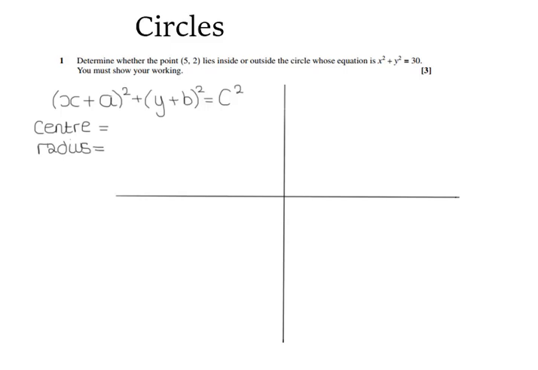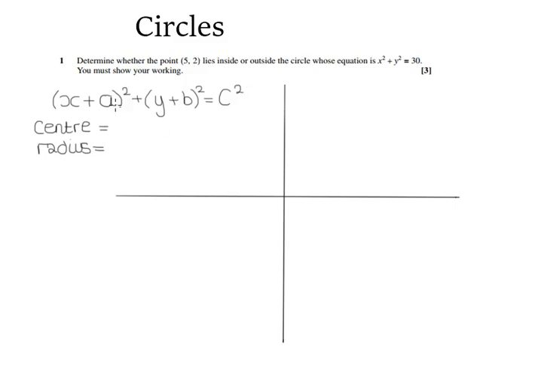Okay, so in this question, we are given a point and we're asked to decide whether it's inside or outside of a circle. And we're given this equation here. So underneath, I've written the equation that we normally use for a circle, so you should be quite aware of this. So you've got (x + a)² + (y + b)² = c².